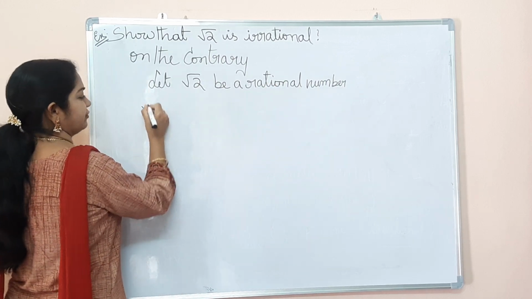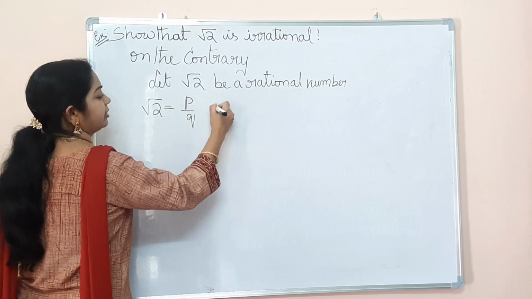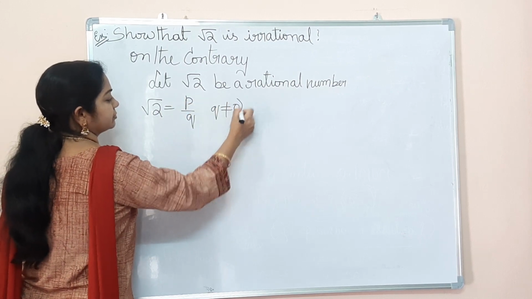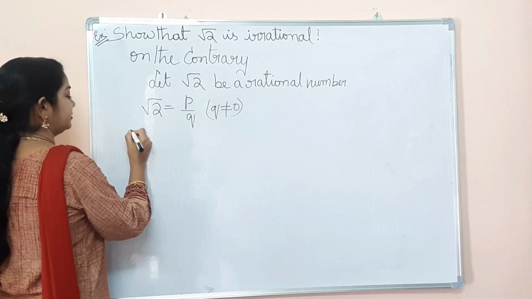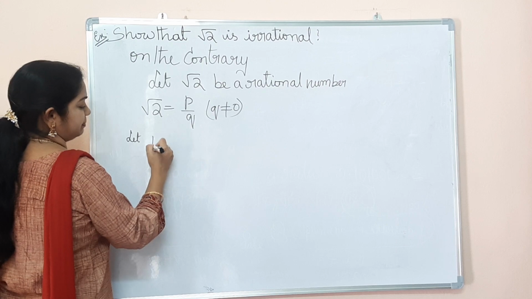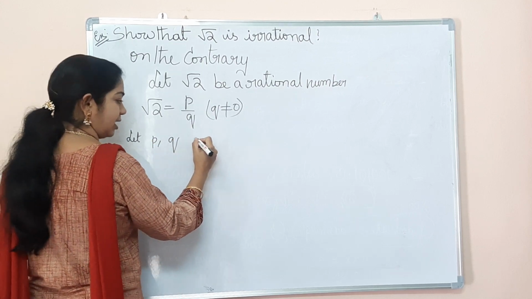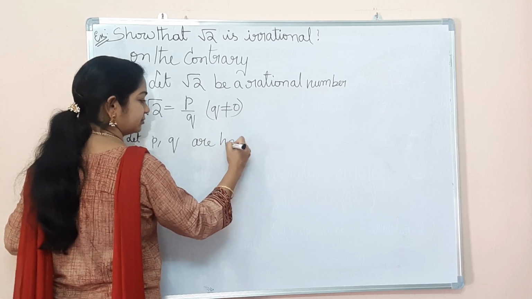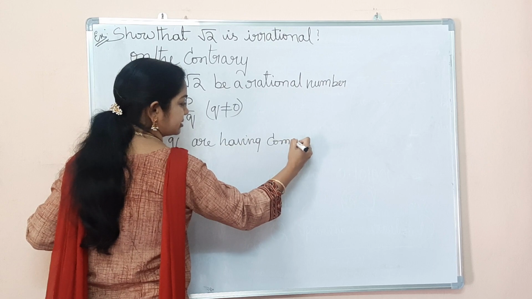We know the definition of a rational number. It can be written in the form p by q, where q is not equal to 0. Isn't it? Now let this p and q have common factors.